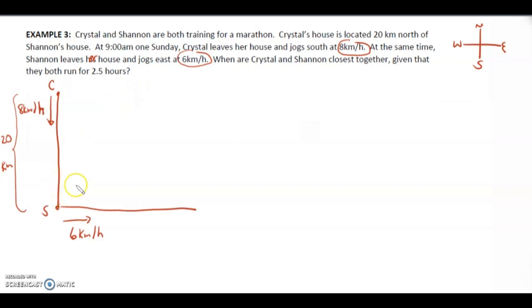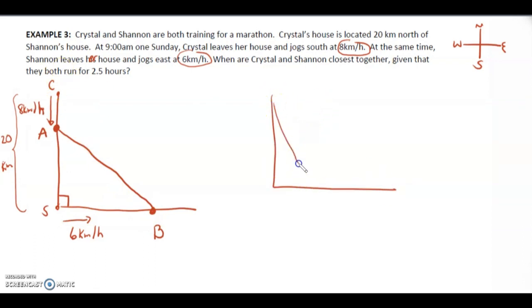Okay. So we want to know, where does Crystal end up? Maybe this point here, let's call this A. And where does Shannon end up? Maybe this point here, let's call it B, where they're closest together. So this is going to be the distance between A and B, where Crystal ends up and where Shannon ends up. And remember, this is continuing, so it's like this. That's how they're running, right? Because Crystal's running down while Shannon runs to the right. So we want to know which of these lengths is basically the shortest.